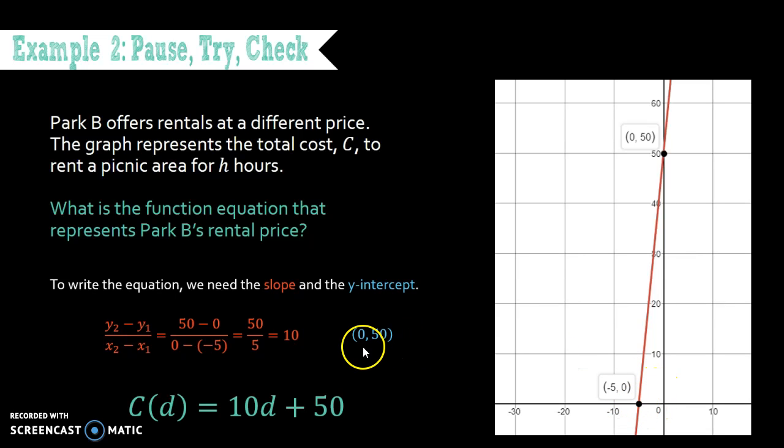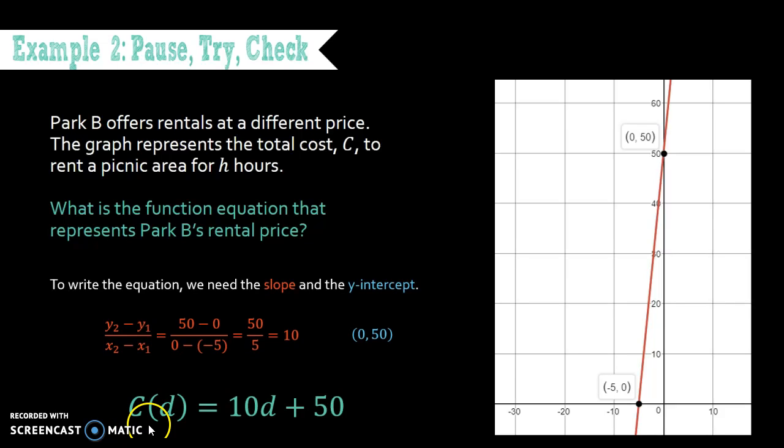My y-intercept is going to be the place where I cross the y-axis. That would be the axis that goes straight up and down, and I see that this point that's labeled (0, 50) is the y-intercept. So now I take all those pieces and put them into my linear function.